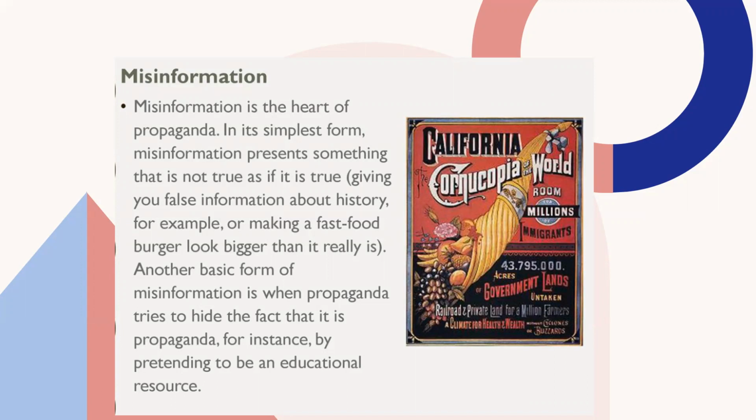Well, another basic form of misinformation is when propaganda tries to hide the actual fact. So Wikipedia is now a good educational resource, but we know that Wikipedia can be edited by everyone and misinformation can happen a lot. Just like this, propaganda uses misinformation as a tool to promote certain ideas. So you are not fed with correct ideas on purpose.